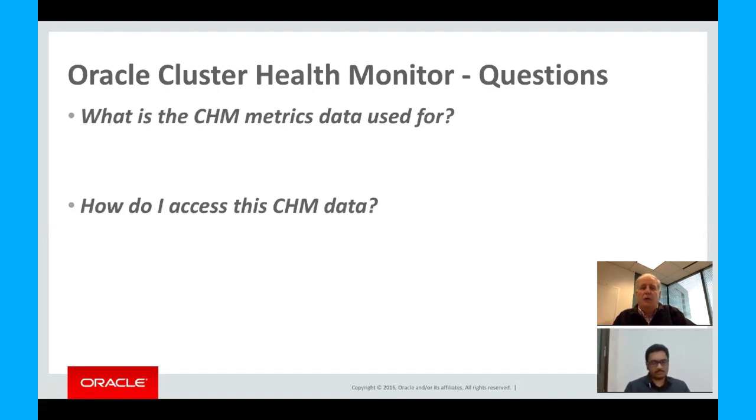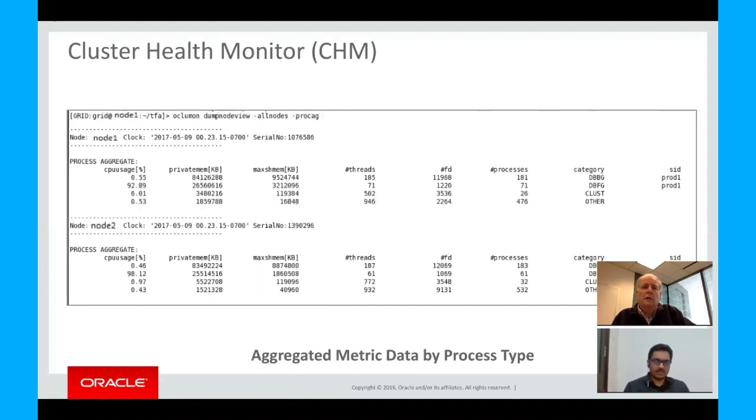I see. So you also mentioned that I can use them for postmortem analysis. So how do I get access to CHM data? There are two ways to get access to CHM data. We have a CLI, a command line utility called oclumon. And one can also get this data through Enterprise Manager. There is a section in EM to look at CHM-specific data. So I have an example of a command. Do you want to walk me through what this command looks like and does? Sure. So earlier, I talked about these various subcategories of metrics that we collect and that one can query for.